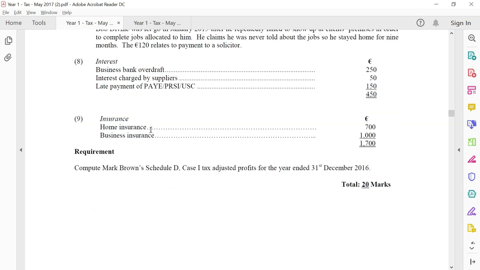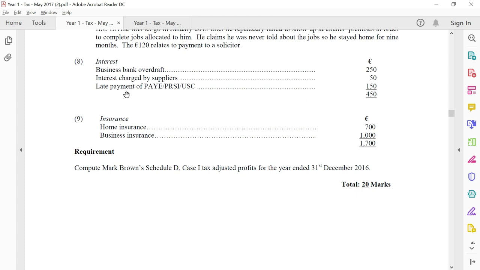Interest. Bank overdraft interest, no problem with that. Interest charged by suppliers, that's not necessarily a fine. It is interest in relation to a business activity. This prompt payment legislation came in about 8-9 years ago. I don't have an issue with that interest charged by your supplier.